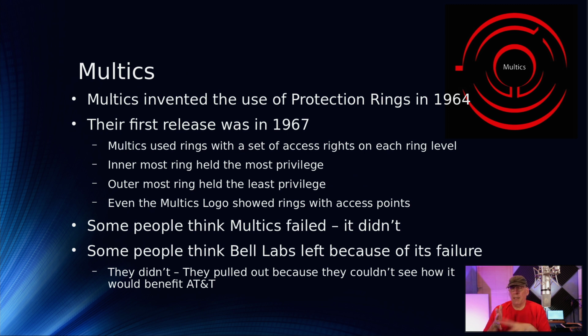So the innermost ring that they designed held the highest level of privilege, and of course, that would be the operating system. The outermost ring had the least amount of privileges, and that would be considered the user space. The ones in between were dependent upon whether or not your application was granted access to operate at that level.